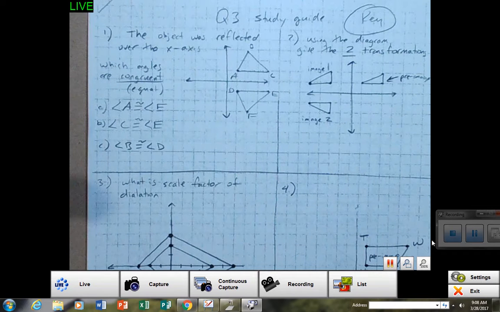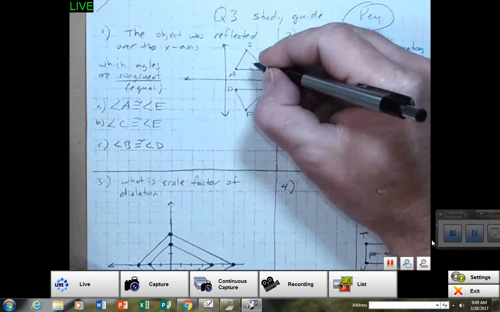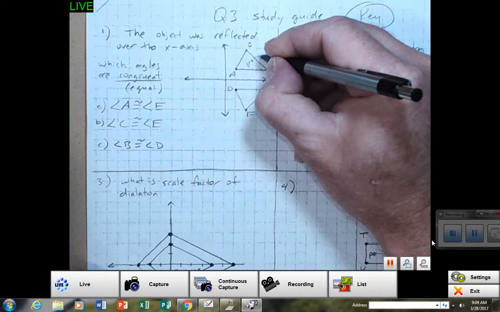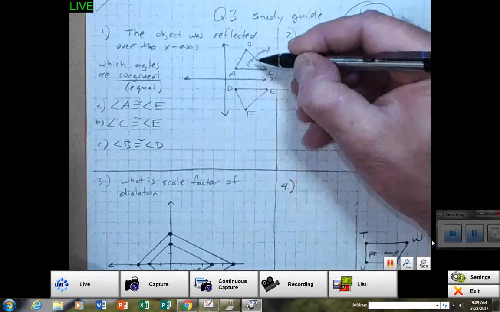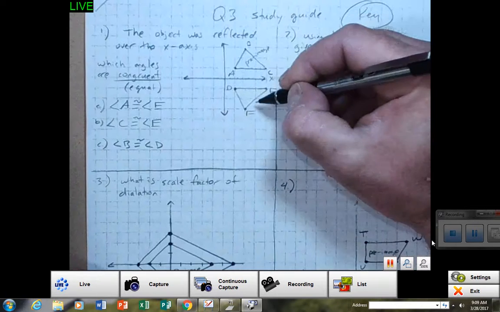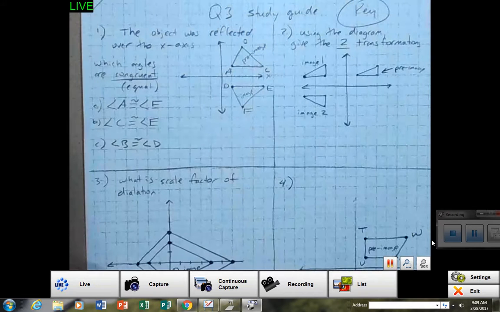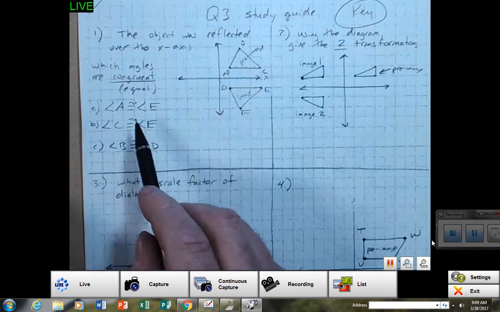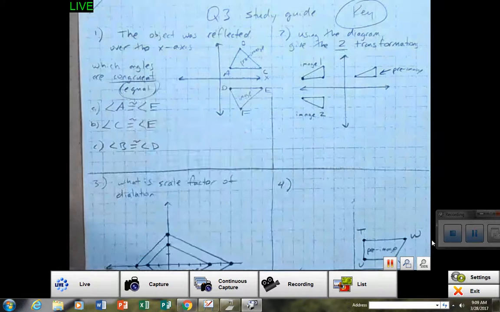All right, first problem says the object was reflected over the x-axis. So this was the pre-image before the reflection. This is the x-axis. It's reflected over. This is the image after the reflection. It's saying which angles are congruent. Congruent is a fancy word for equal.